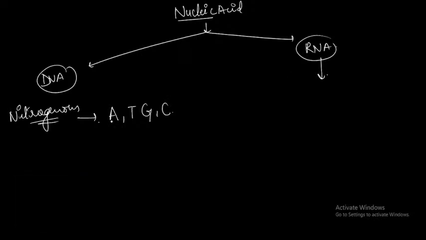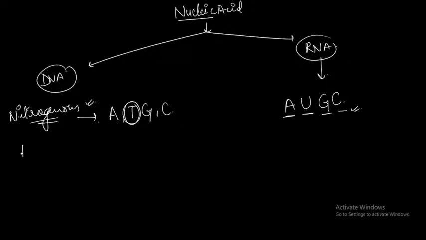In case of RNA, all the 3 are similar. The major difference is with the presence of thymine. So in case of RNA, you have A, U, G and C, that is adenine, uracil, guanine and cytosine, right? So remember this main distinction, that is DNA is ATGC, RNA is AUGC, okay?